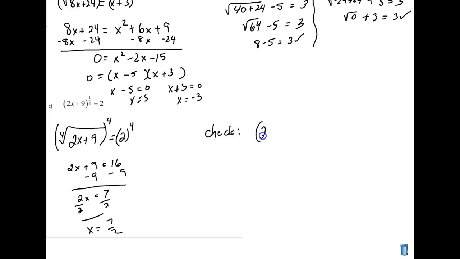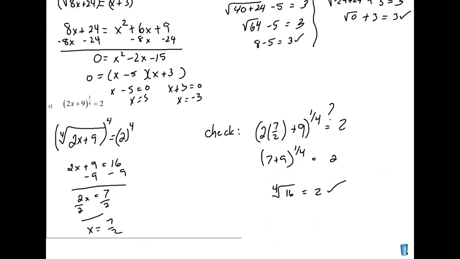So 2 times 7/2 plus 9, to the 1/4 power, does that equal 2? Well, 7 plus 9 to the 1/4 power. So this becomes the 4th root of 16, and that equals 2. So we're good to go there.